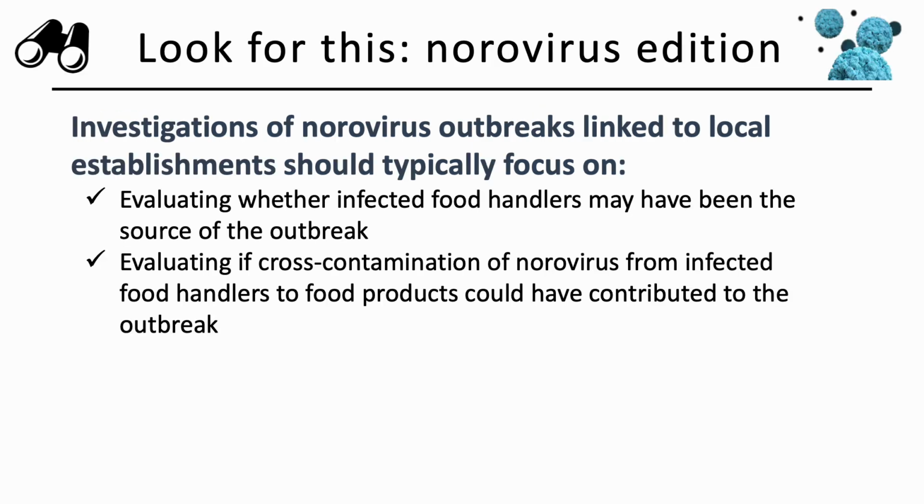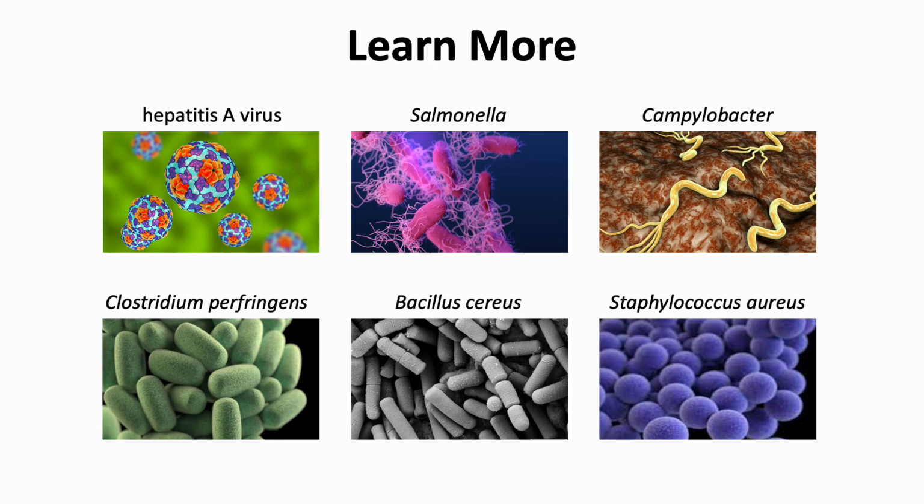In summary, in this presentation, we have covered some of the specific characteristics of norovirus, as well as the two key areas that are relevant for environmental health investigators to consider when investigating norovirus outbreaks linked to local establishments. In addition to norovirus, check out our other videos in this series that cover key considerations for investigating foodborne illness outbreaks linked to other foodborne pathogens.